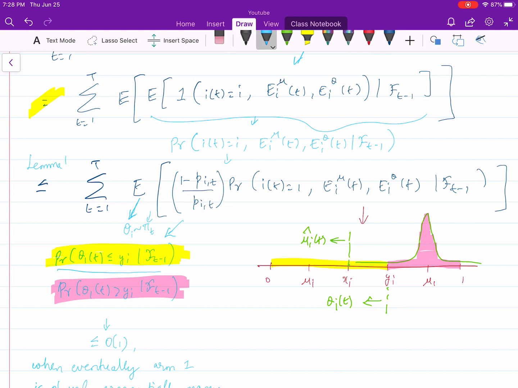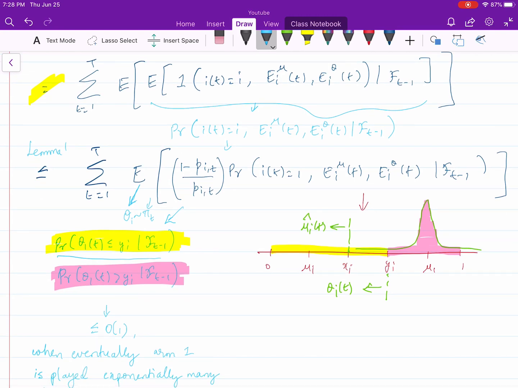This is the term which is too numerical to analyze and too numerical to present in this video. So I can just post some ideas on how this is actually bounded by some constant. As I've already written here, we have these events, E_i mu and E_i theta, and we are picking the arm 1. After arm 1 is played many times, we can assume that the distribution is small enough around mu 1 so that it concentrates.